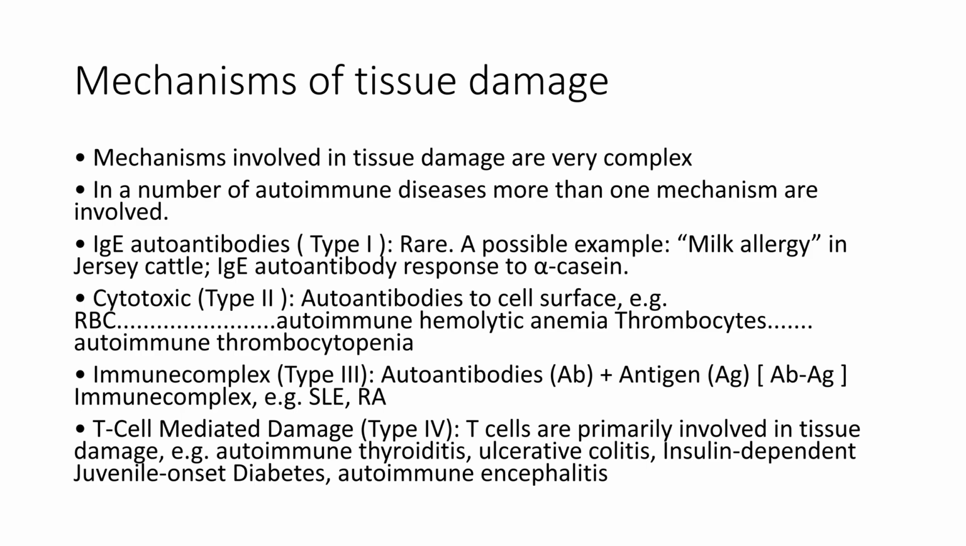The third can be immune complex, that is type 3 hypersensitivity reactions, in which autoantibodies, that is the antibodies, plus antigen, that is Ag, form immune complexes and get deposited on the organs. For example, SLE and rheumatoid arthritis. Type 4 hypersensitivity, in which T cell mediated damage can be seen. They are primarily involved in the tissue damage, for example, autoimmune thyroiditis, ulcerative colitis, insulin dependent juvenile onset diabetes, and autoimmune encephalitis.